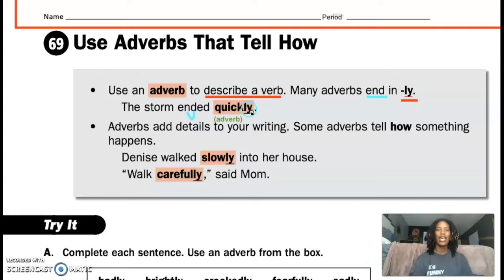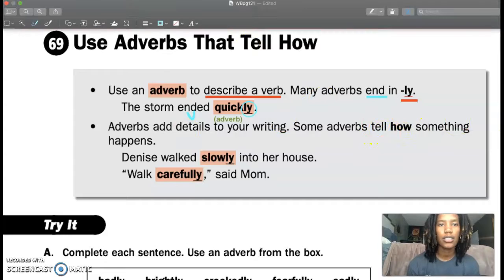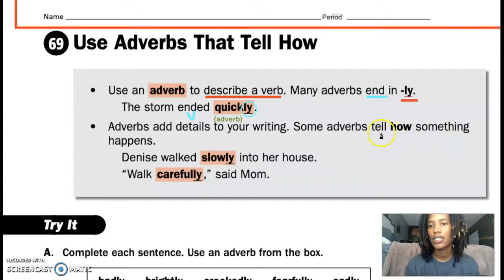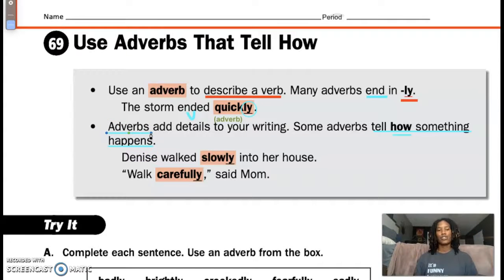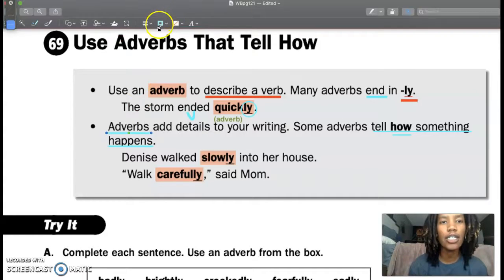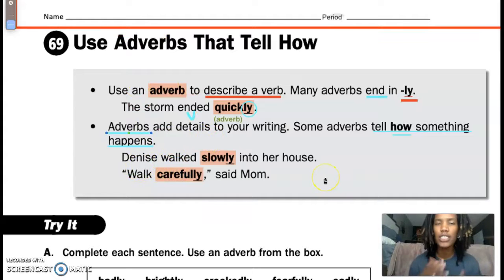Now, it also says adverbs add details to your writing, right? Some adverbs tell how something happens, okay? So, adverbs, all right? So let's look at our examples. Denise walked slowly into her house. All right, so let's look at our verb. What is our verb here? What did Denise do? Well, she walked.